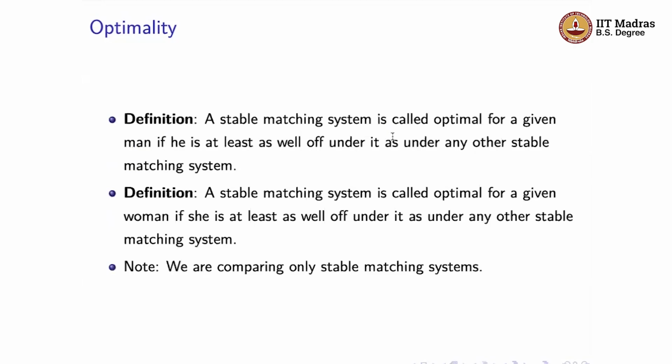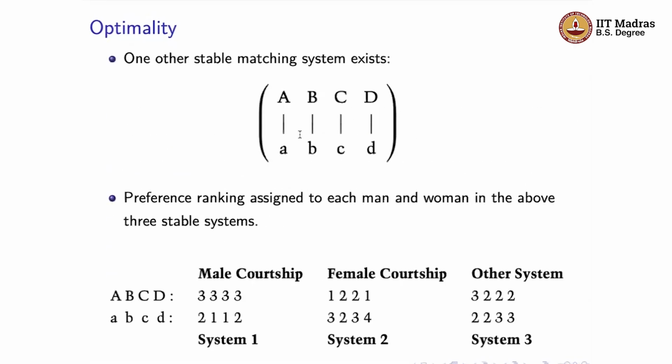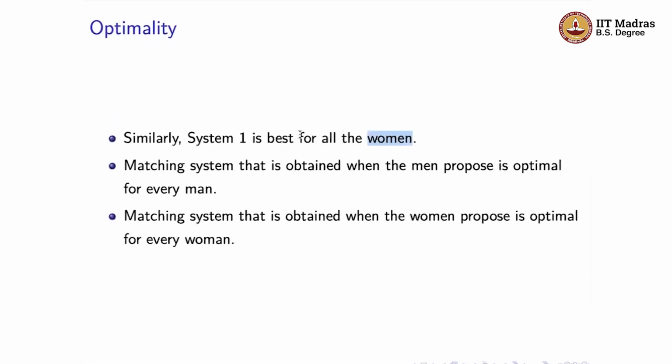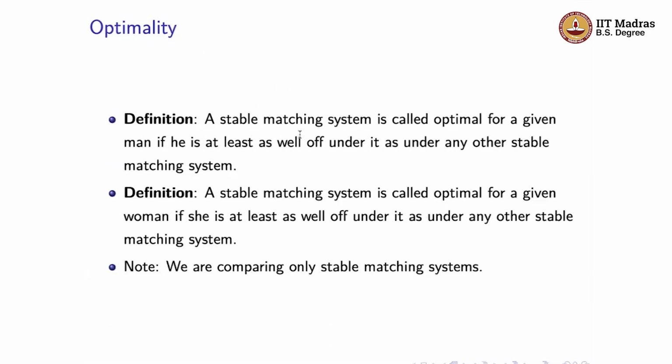Okay, all right. Now, if you were to write things a bit formally, what is the definition of optimality? We are going to say that a stable matching system is called optimal for a given man if he's at least as well off under it as under any other stable matching system, right? So now you can go back and think about how we use this definition here. Hopefully this is clear. And similarly, we could define what is optimal for a given woman. So we'll say that a stable matching system is called optimal for a given woman if she's at least as well off under it as under any other stable matching system, right?